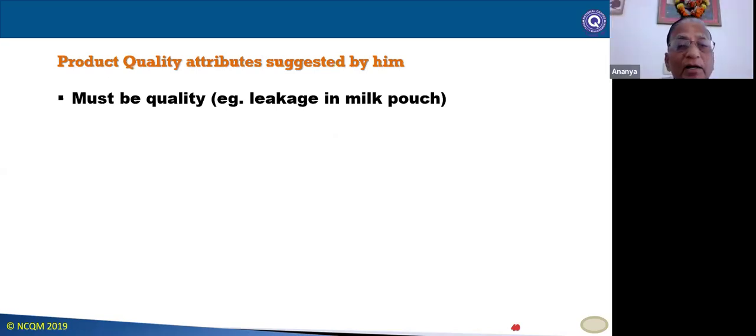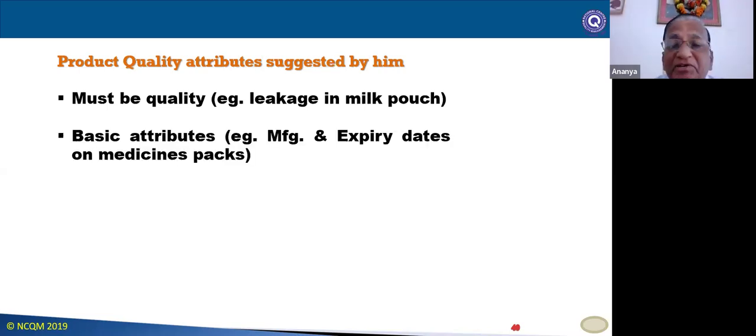Some examples must be about quality, meaning it must be there. You know, leakage in a milk package. We can't expect it. We gave our packet and there is no leakage, so nobody says, oh, that is necessary, it has to be there. So it is implied, it is a stated need.